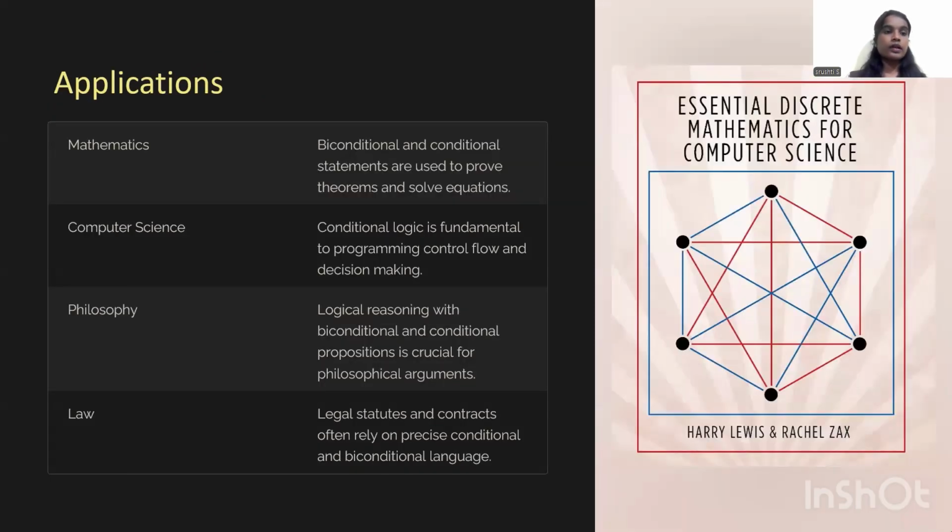Applications. In mathematics, biconditional and conditional statements are used to prove theorems and solve equations. In computer science, conditional logic is fundamental to programming control flow and decision making. In philosophy, logical reasoning with biconditional and conditional propositions is crucial for philosophical arguments. In law, legal statutes and contracts often rely on precise conditional and biconditional language.